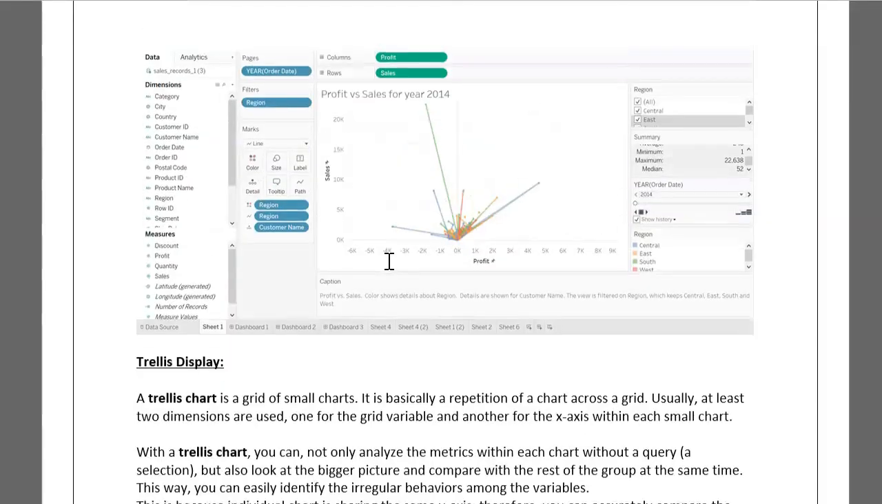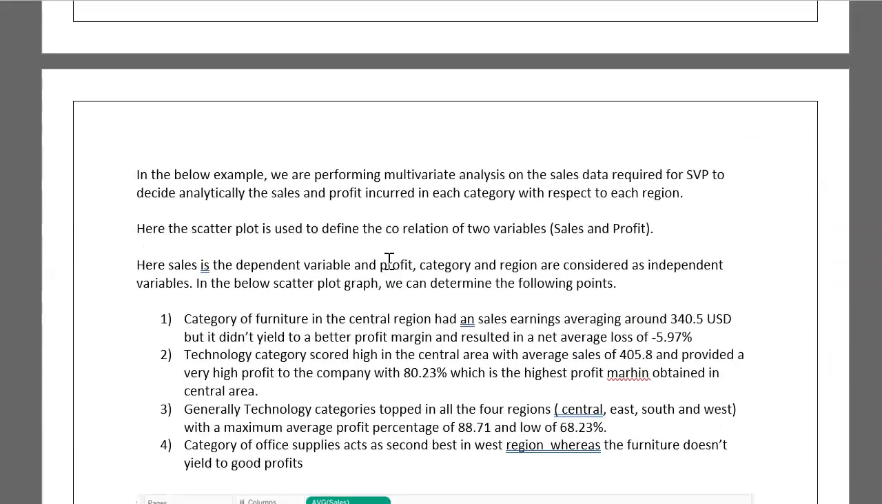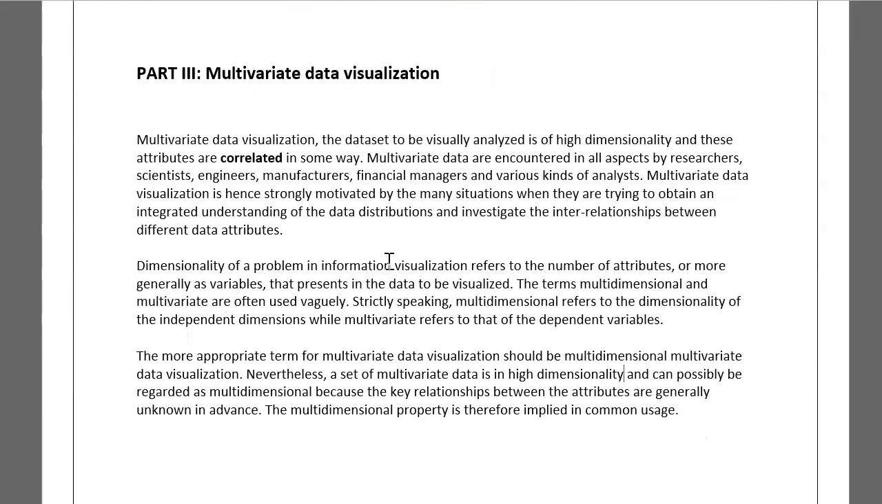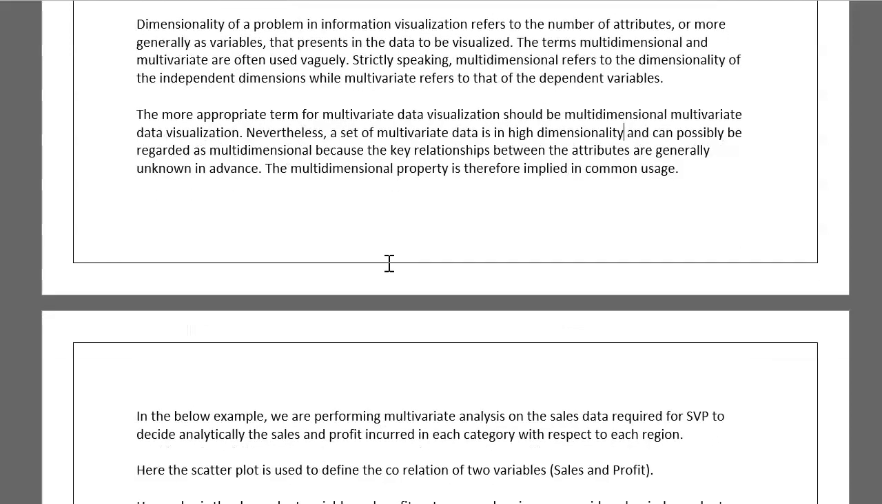Starting with it, here we are going to handle the sales data. The SVP of a company has asked us to come up with a report which categorizes the profit and the sales margin with respect to the region, the segment, and the category. So we are going to look at those parameters here, and we are going to go with the first one.